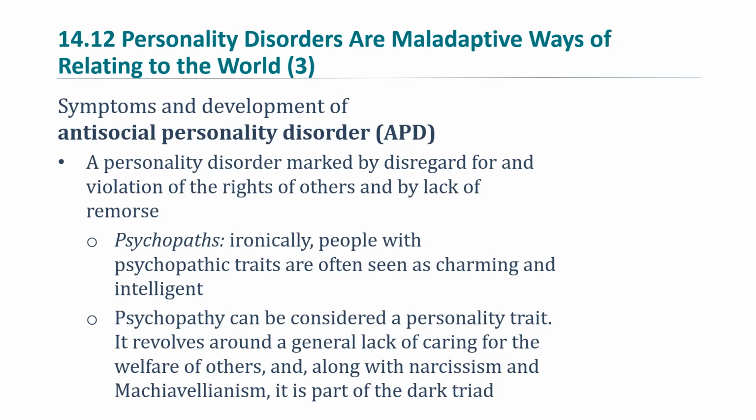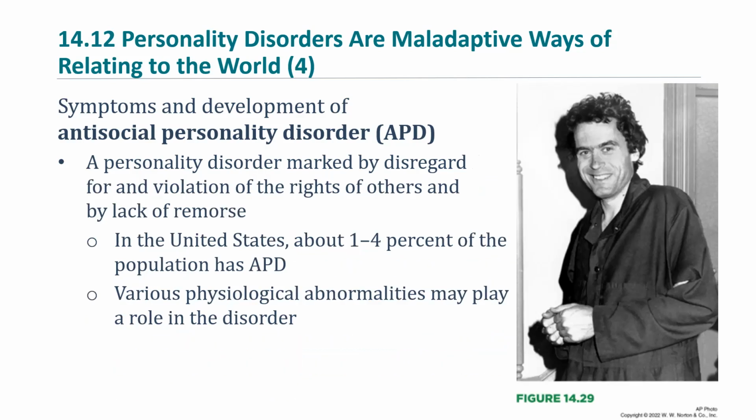Okay, let's go on here. Ted Bundy, pictured here, is considered a prototypical example of somebody who is considered a psychopath with antisocial personality disorder. So that would be his diagnosis in the present day.